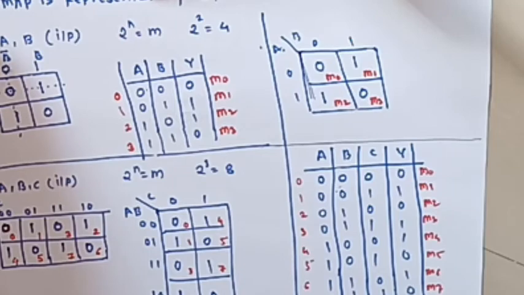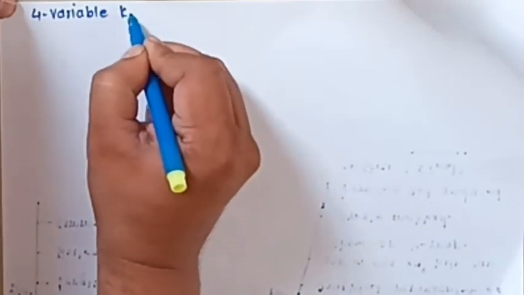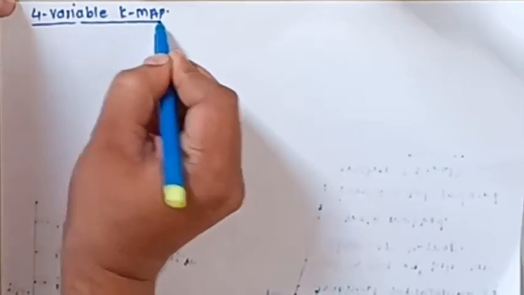In this way we will also write the values using the min term and max term form also. Now for the 4 variable K-map. Okay, here we will write the K-map for 4 variables. Suppose we have 4 variables like A, B, C and D. These are the 4 variables.